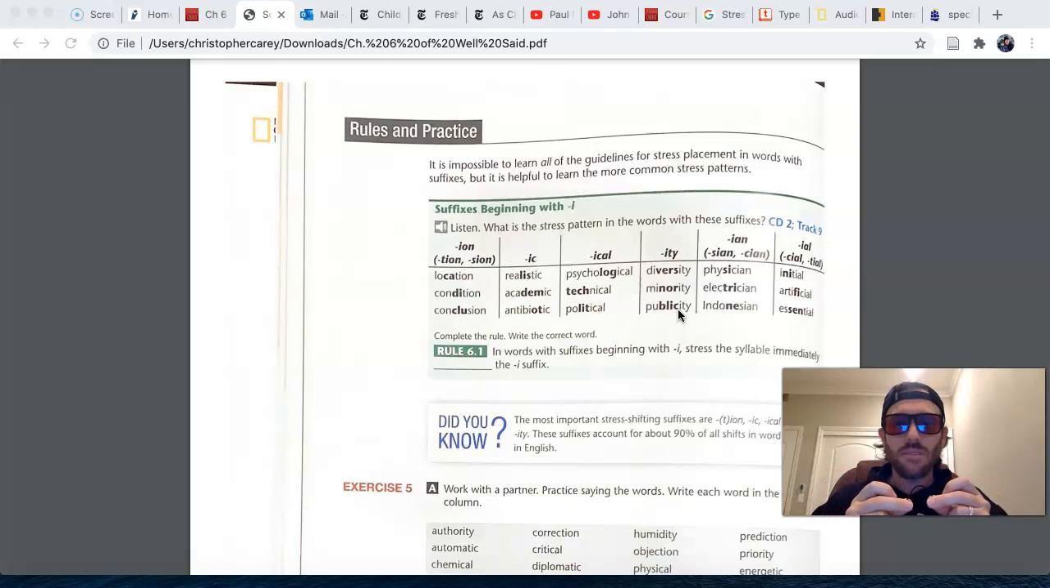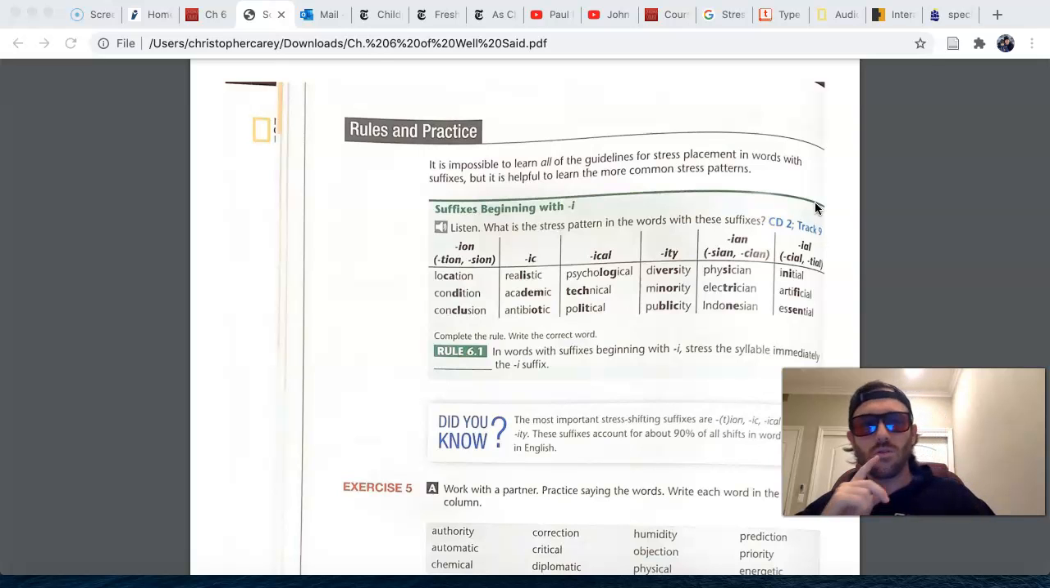Diversity, minority, publicity, physician, electrician, Indonesian. And the last one, initial, artificial, essential.